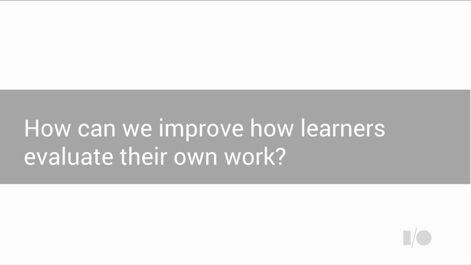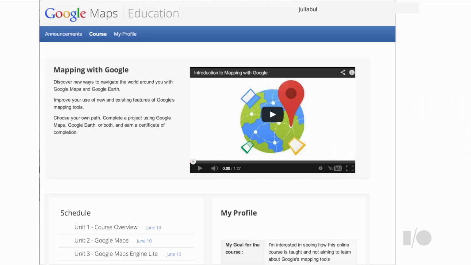Not all of them merited that full credit score. And of those, 10% were blank, and another 9% were duplicate assignments. So again, this was promising, but we had some work to do. So how could we improve how students evaluated their own work?